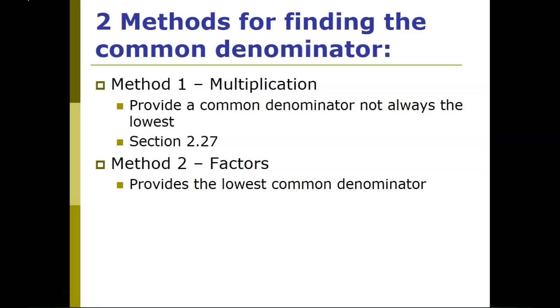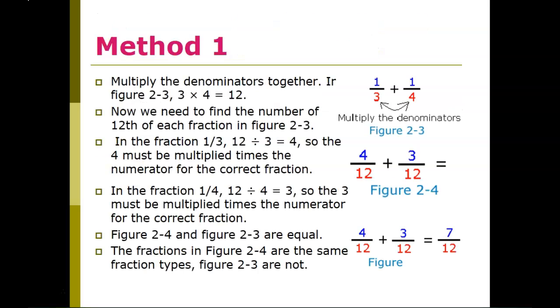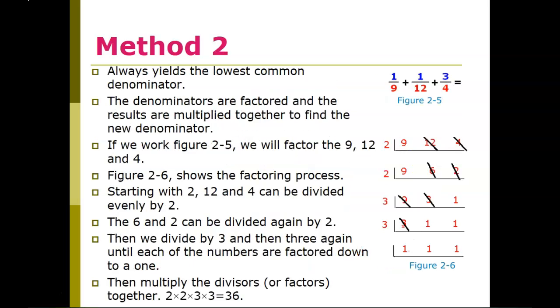All right, so there are two different ways to find the lowest common denominator. You just multiply your different denominators and you find a common denominator, though not always the lowest one. For those of you that don't always know the second method that does find the lowest common denominator, you take a problem like that, where you have a 9, a 12, and a 4.